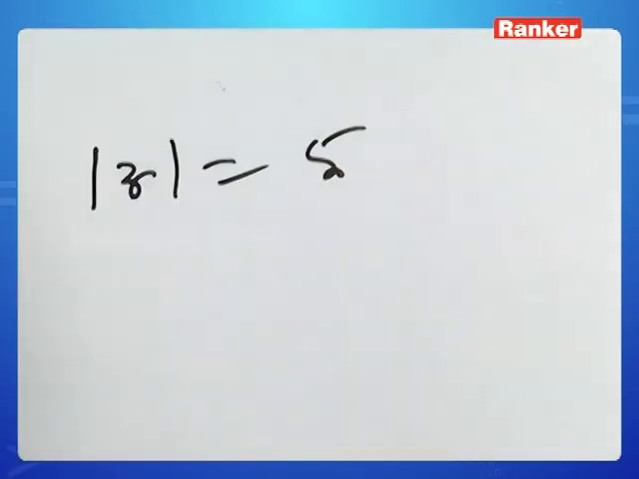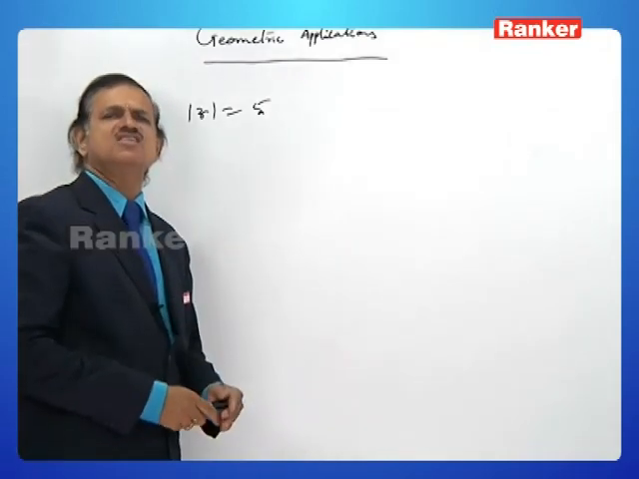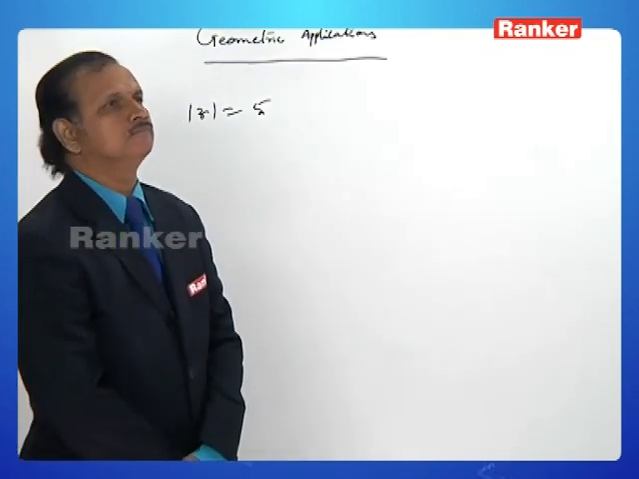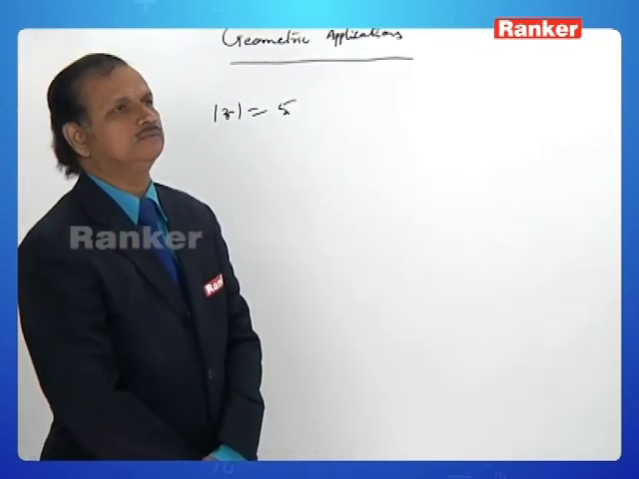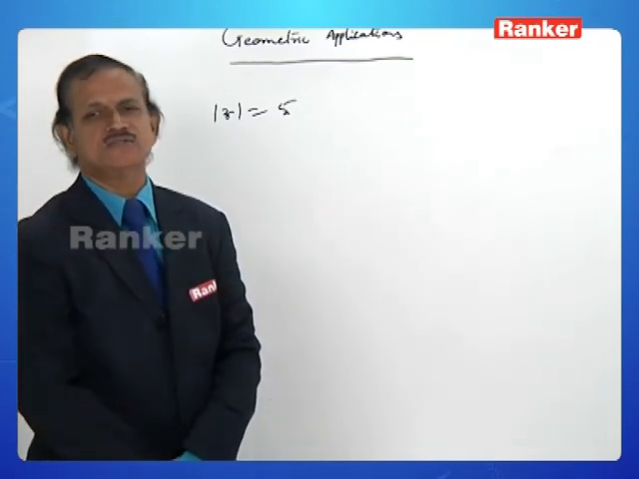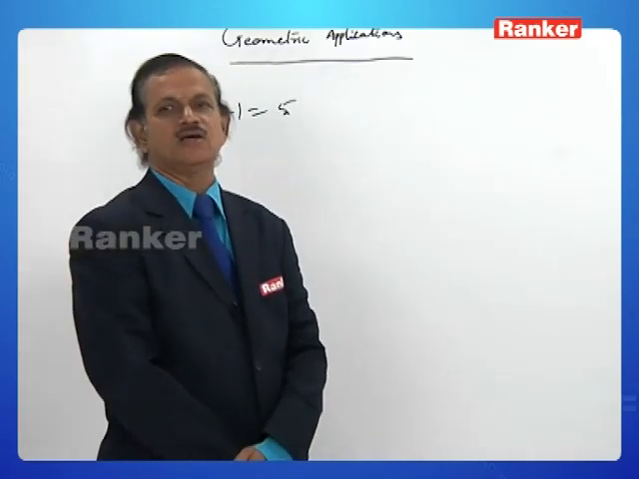Mod z is equal to 5. What is the locus of z? It is direct and simple. On the spot itself, you will have the answer. Mod z is equal to 5. Let z is equal to x plus iy. Root x square plus y square is equal to 5. X square plus y square is equal to 25. Hence, it is a circle with center origin and radius 5.